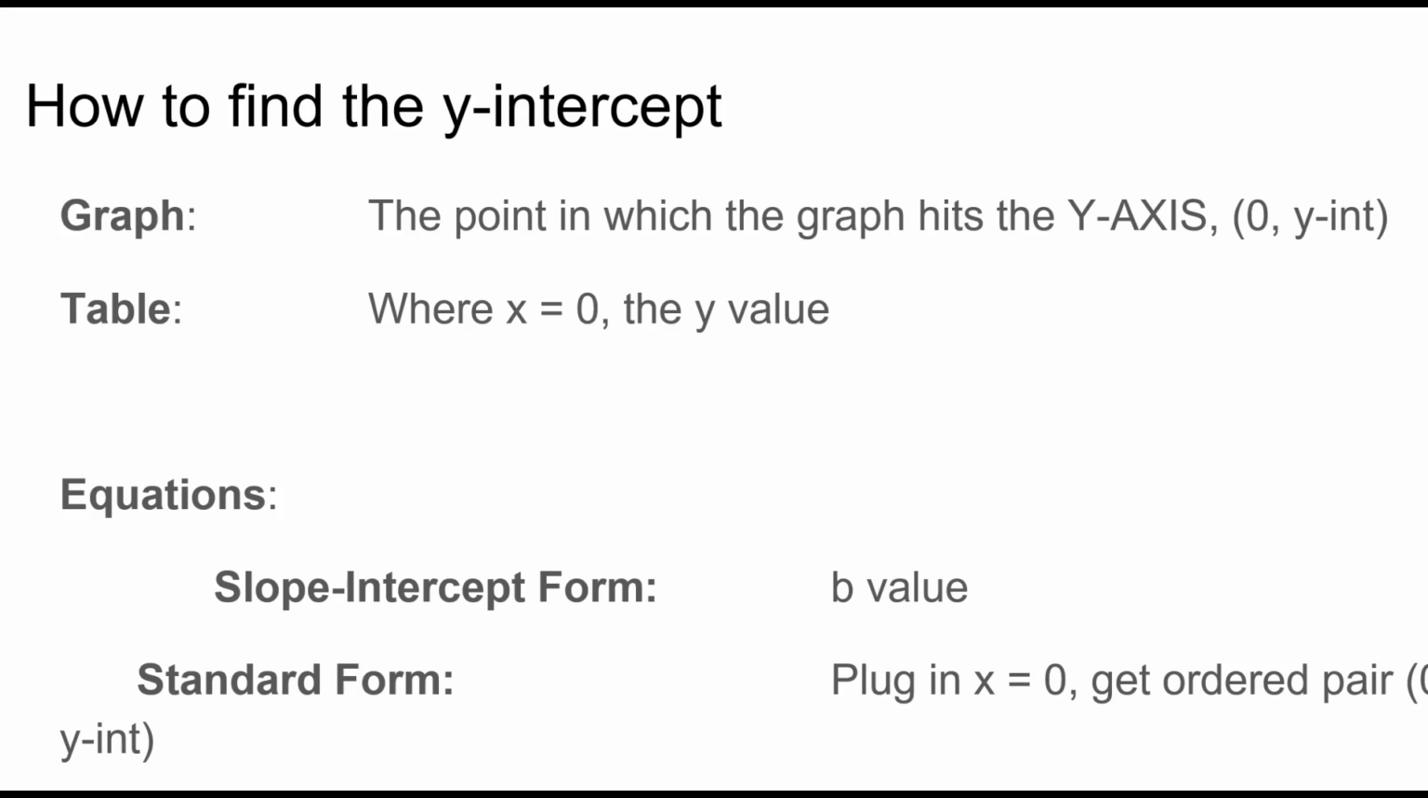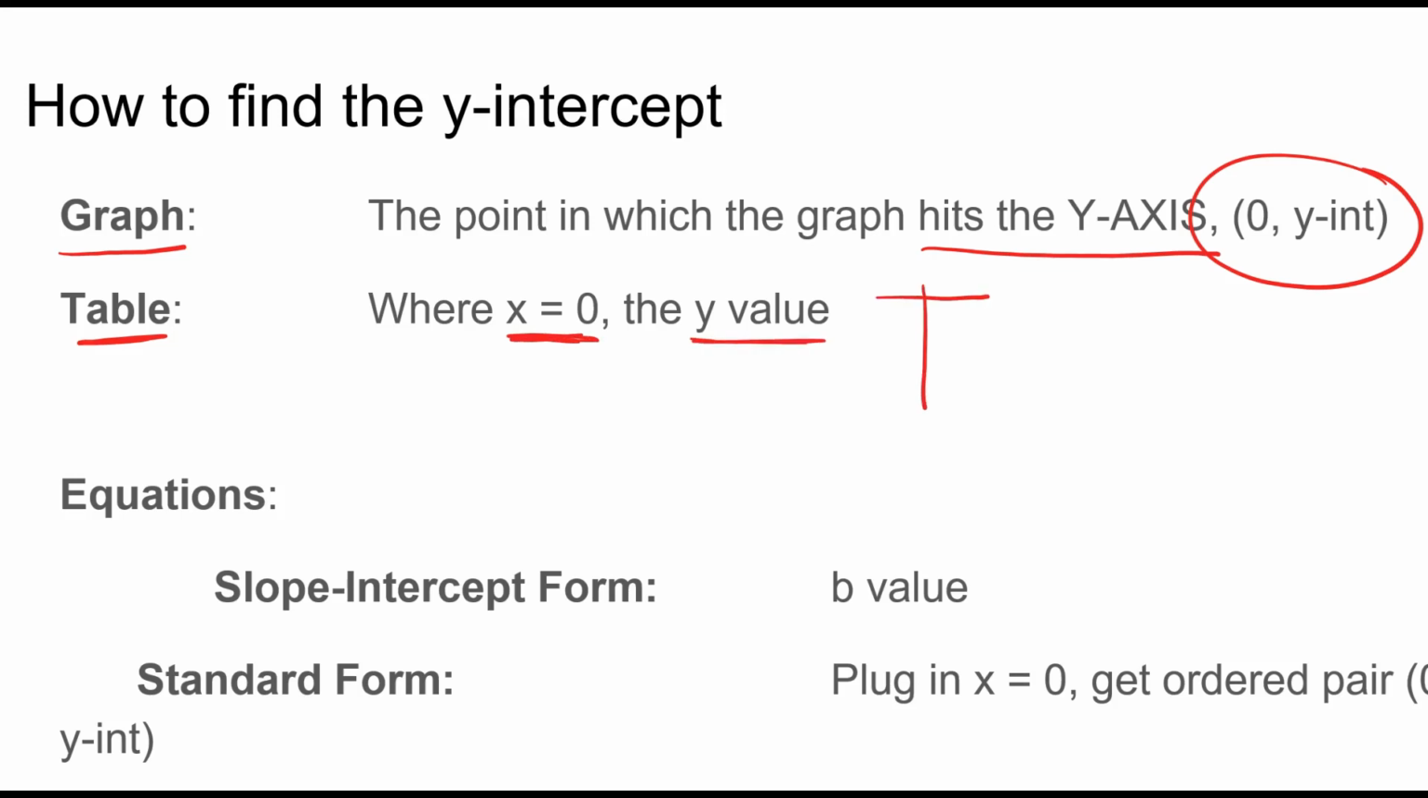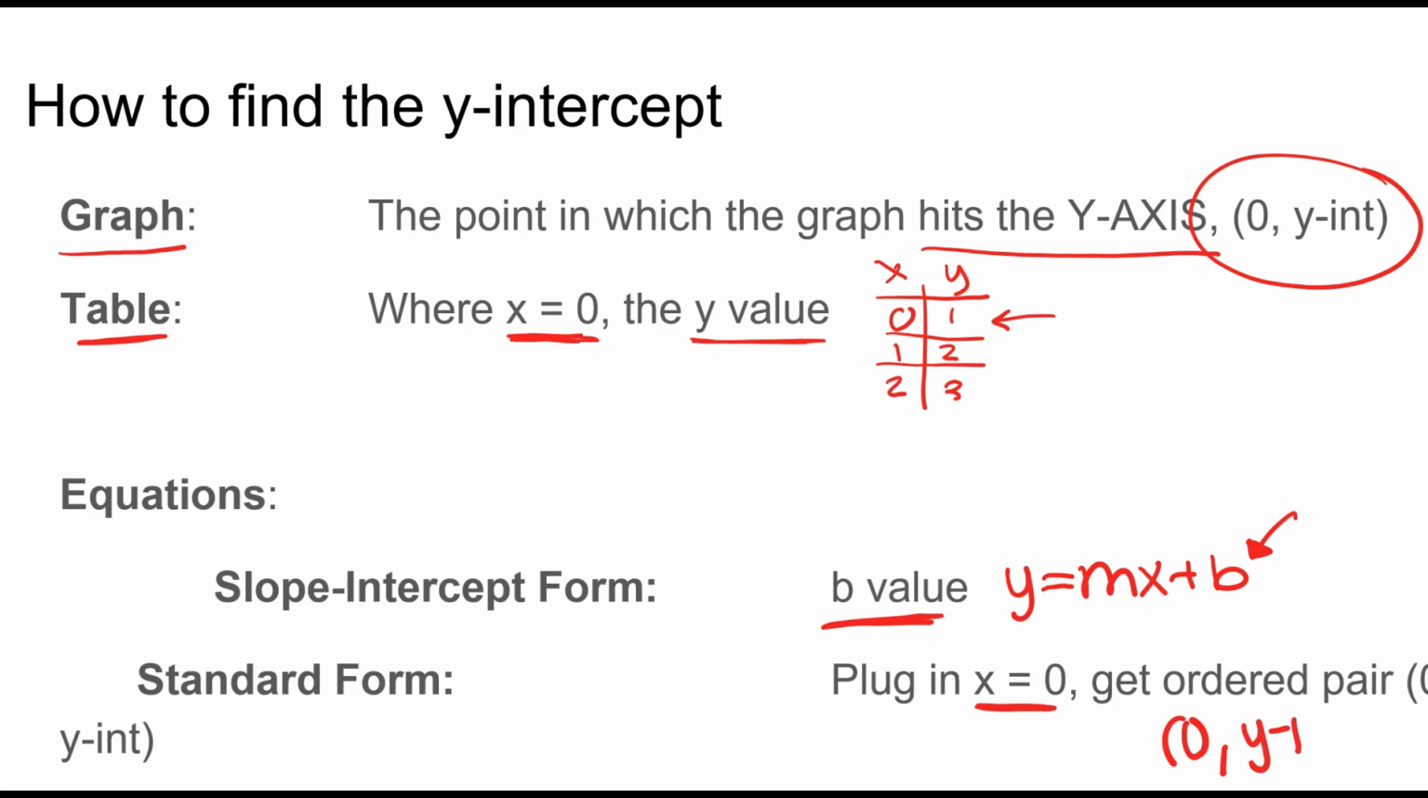How can we find the y-intercept? Well, it's easier from a graph. You just look where it hits the y-axis and you have your y-intercept. When you're given a table, you try and find where x is 0 and the y-intercept is the y value that corresponds. So if you're looking at a table with a series of values, that is your y-intercept. And from slope-intercept form, the b value, you can get the y-intercept right away from the y equals mx plus b. In standard form, we have to do a little bit of work. We're going to plug in x equals 0, and we'll get the ordered pair 0, and then whatever our y value is.